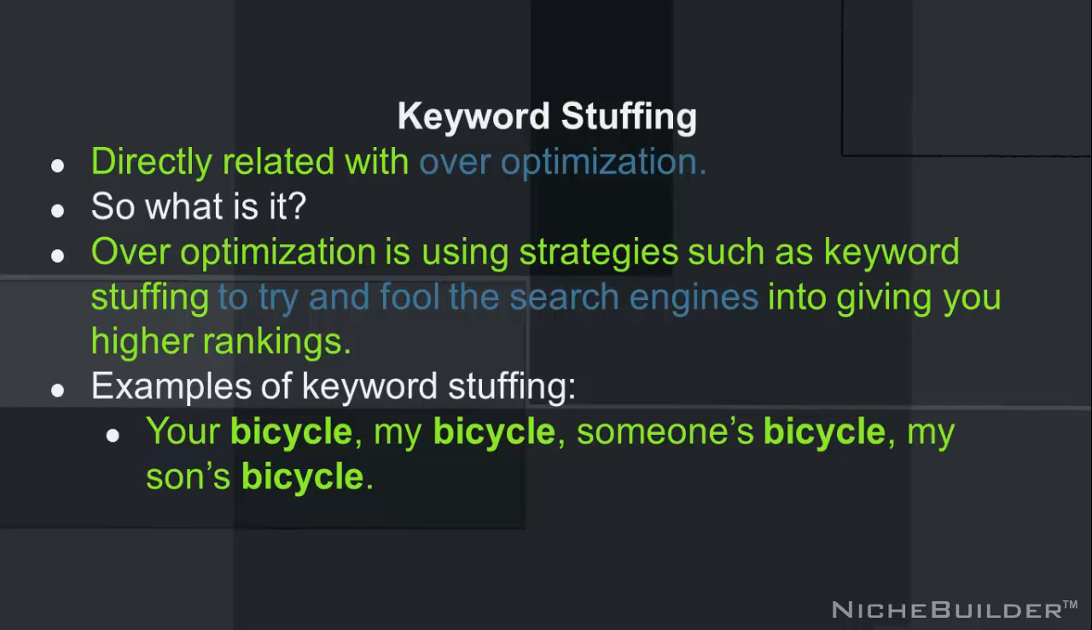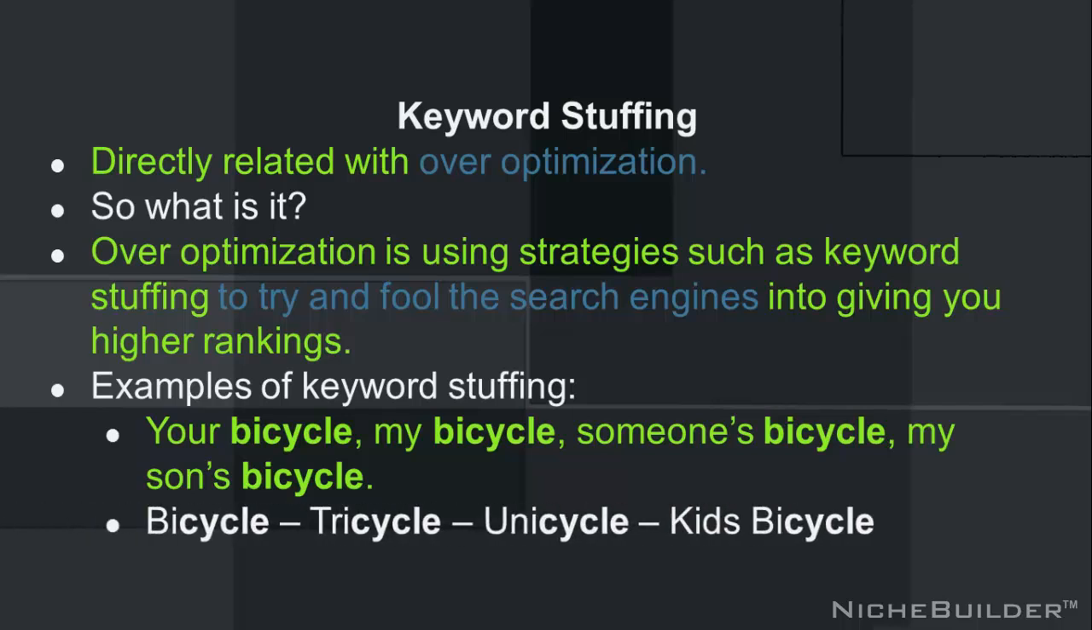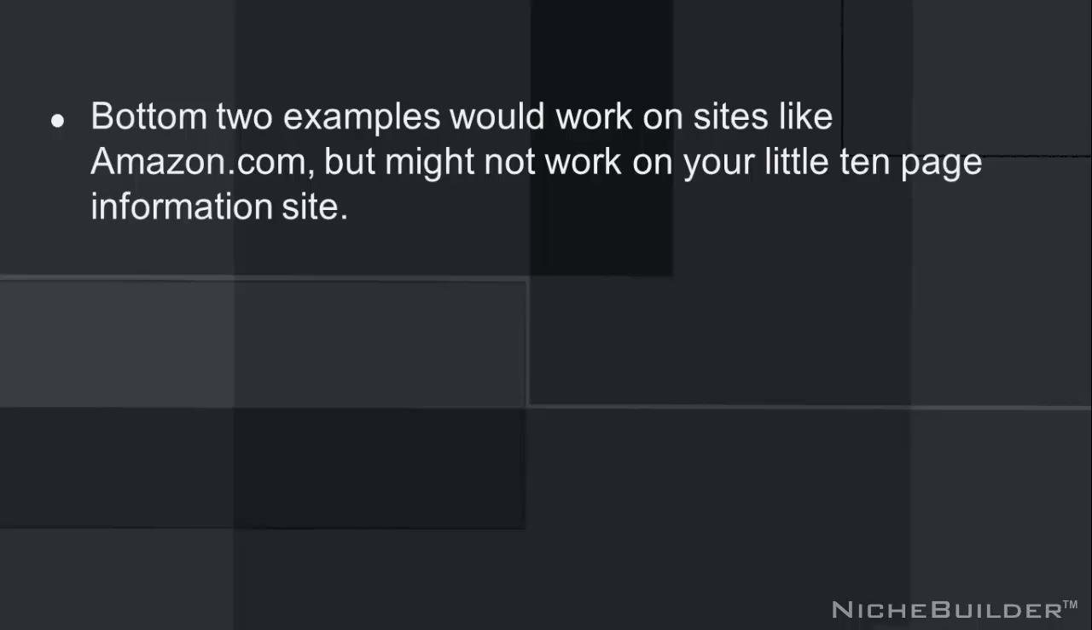And then having a directory that's bicycle, tricycle, unicycle, kid's bicycle. Then you might have men's bike, woman's bike, boy's bike, girl's bike. All right. Keyword stuffing can also come in the form of sentences. Now, the bottom 2 examples that I gave you would work on a site such as Amazon.com, but may not work well on your little 10-page information site.